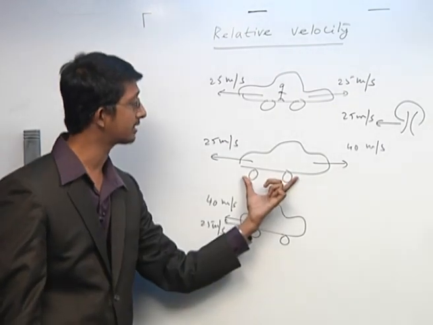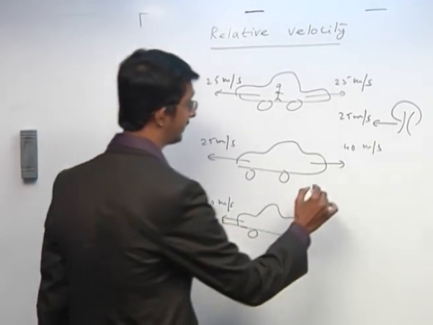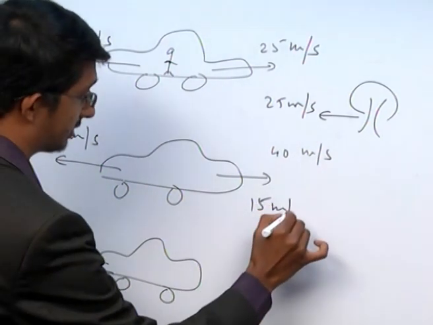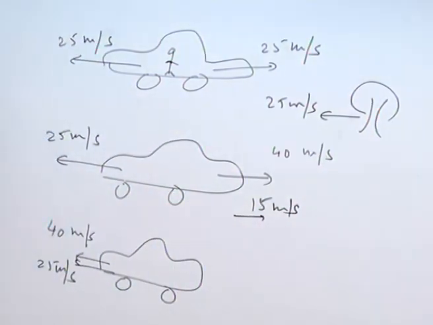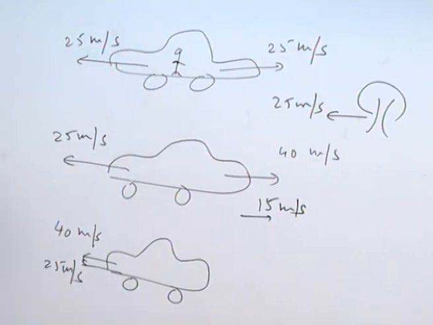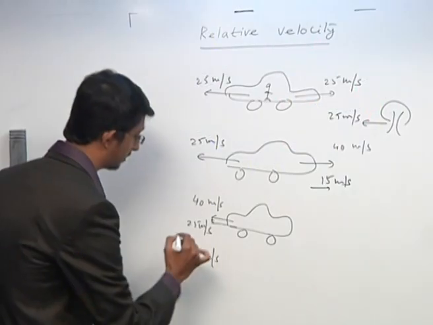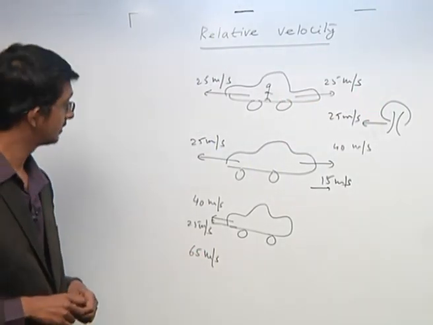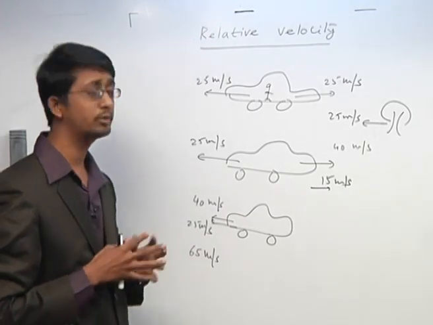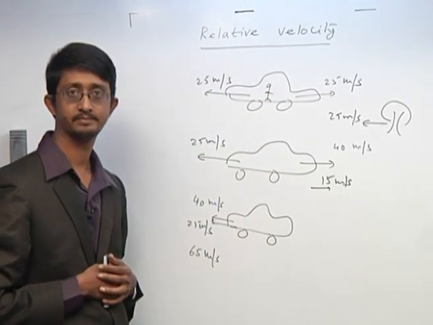Now see the speed of this car, 40 ahead, 25 backwards. So the net would be 15 in the forward direction. So 15 meters per second in the forward direction. And if the same observer would see this car, the speed of this car would be 65 meters per second. So all we have to do in relative velocity is add negative velocity of the observer.